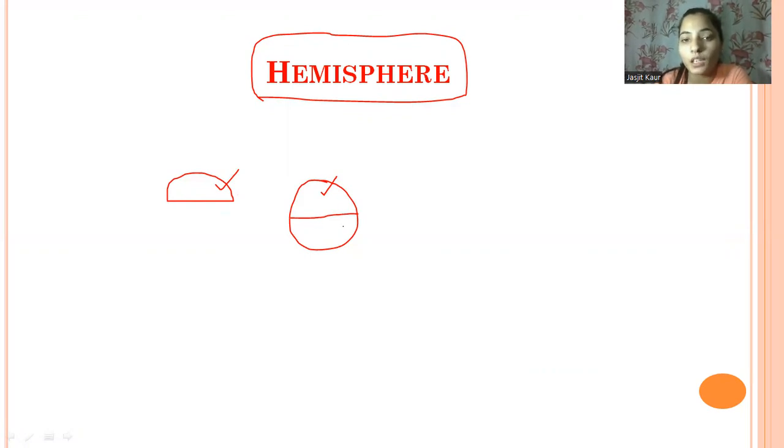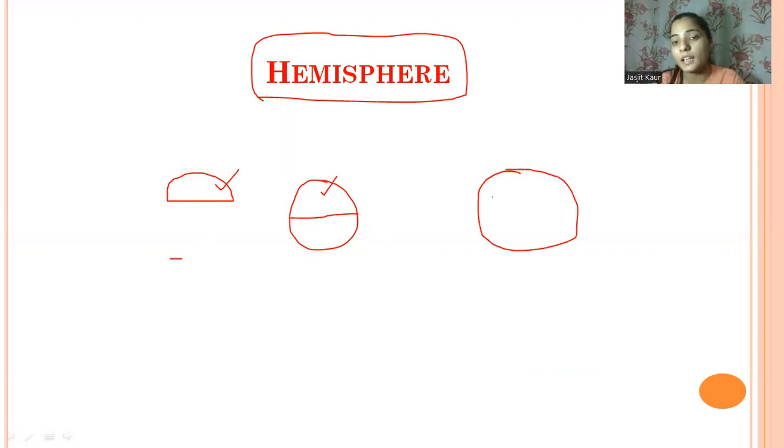So suppose this is the Earth, and we have one latitude here that is known as the equator, which is situated at 0 degree. This equator divides the Earth into two equal parts, or we can say into two hemispheres, that is the northern hemisphere and this is the southern hemisphere. So because of this latitude, the equator, we divide the Earth into two equal parts.